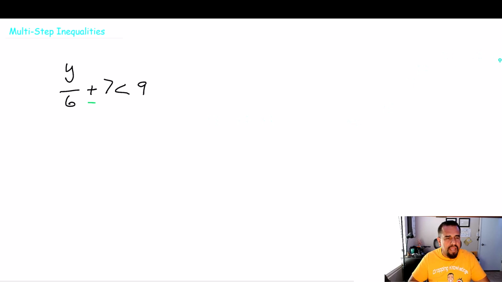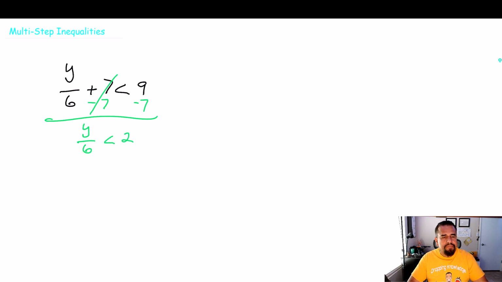Okay. So it's going to be minus 7 on both sides of the inequality. We end up with y over 6 is less than 2. Then simply here, the shortcut, multiply the denominator by that whole number, and you'll end up with y is less than 12. And you're done. That is a two-step inequality.